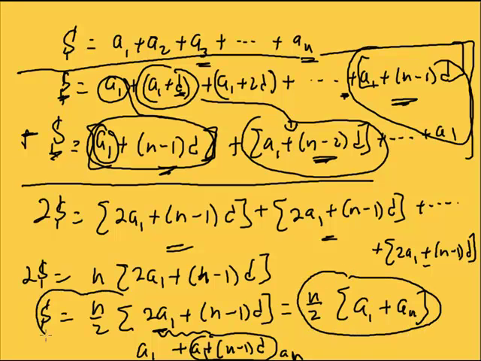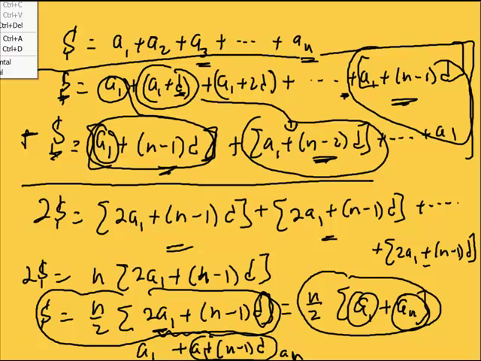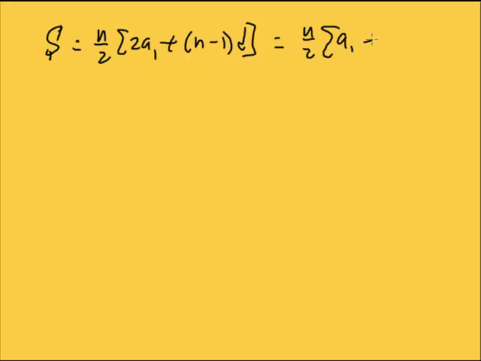It all depends on what information you're given. If you're given the first term and the last term, and you're not given the difference, then you can use this second formula. But if you're not given the last term, just the first term and the difference, then you can use the first formula. Alright, so let me rewrite these two formulas again for you. So my sum is equal to n over 2, all that times 2 times a sub 1 plus n minus 1 difference. And that also could be written as n over 2, all that times a sub 1 plus a sub n.